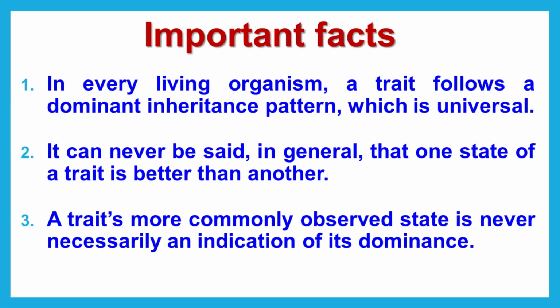Second, it can never be said in general that one state of a trait is better than another. For example, you can never say tall plants are better than short plants. Tall plants can be better in, for example, corn, but in crops, especially wheat, short plants are better than tall. And third, a trait's more commonly observed state is never necessarily an indication of its dominance. For example, in most countries, people like peas to be green. This doesn't mean that green color is dominant because we know it's recessive and yellow seeds in pea are dominant.